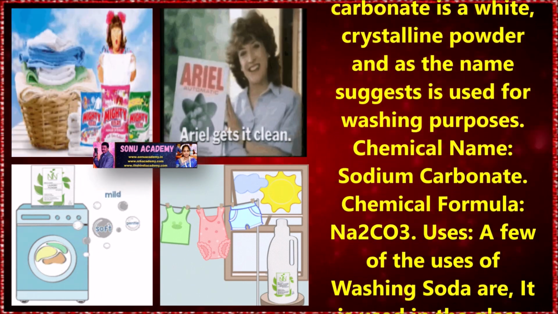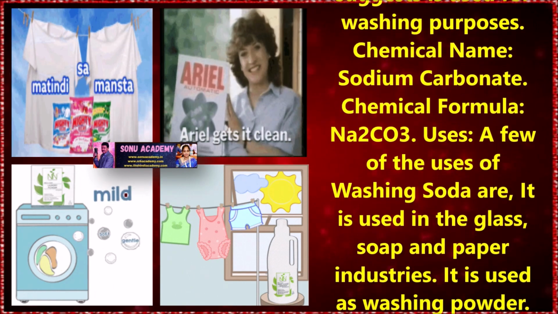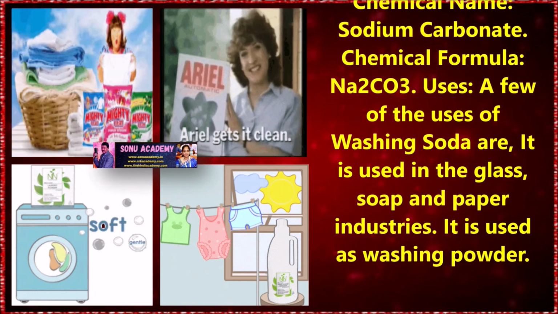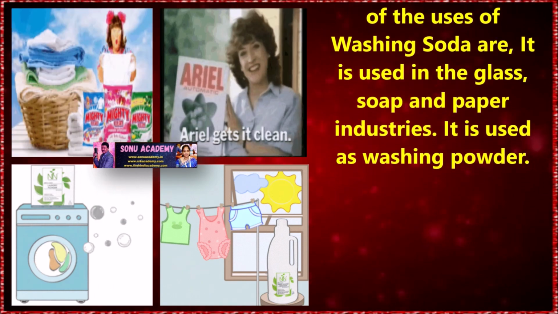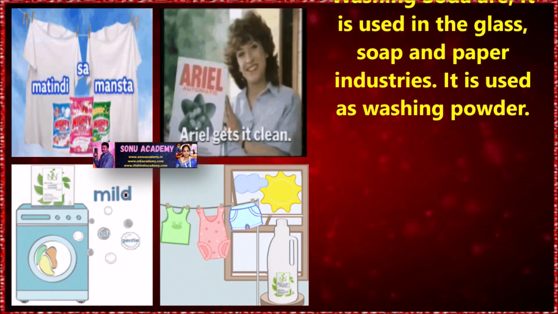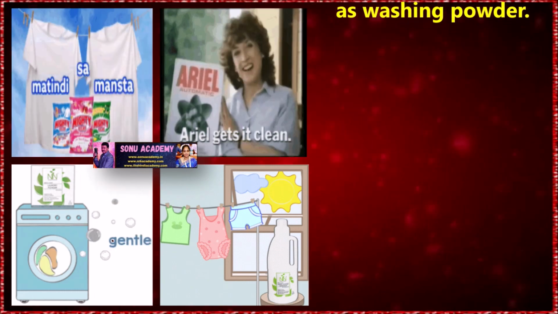Let us see the details of washing soda. Washing soda's chemical name is sodium carbonate. Formula is Na2CO3. Uses of washing soda are: it is used in the glass, soap and paper industries. It is also used as washing powder.